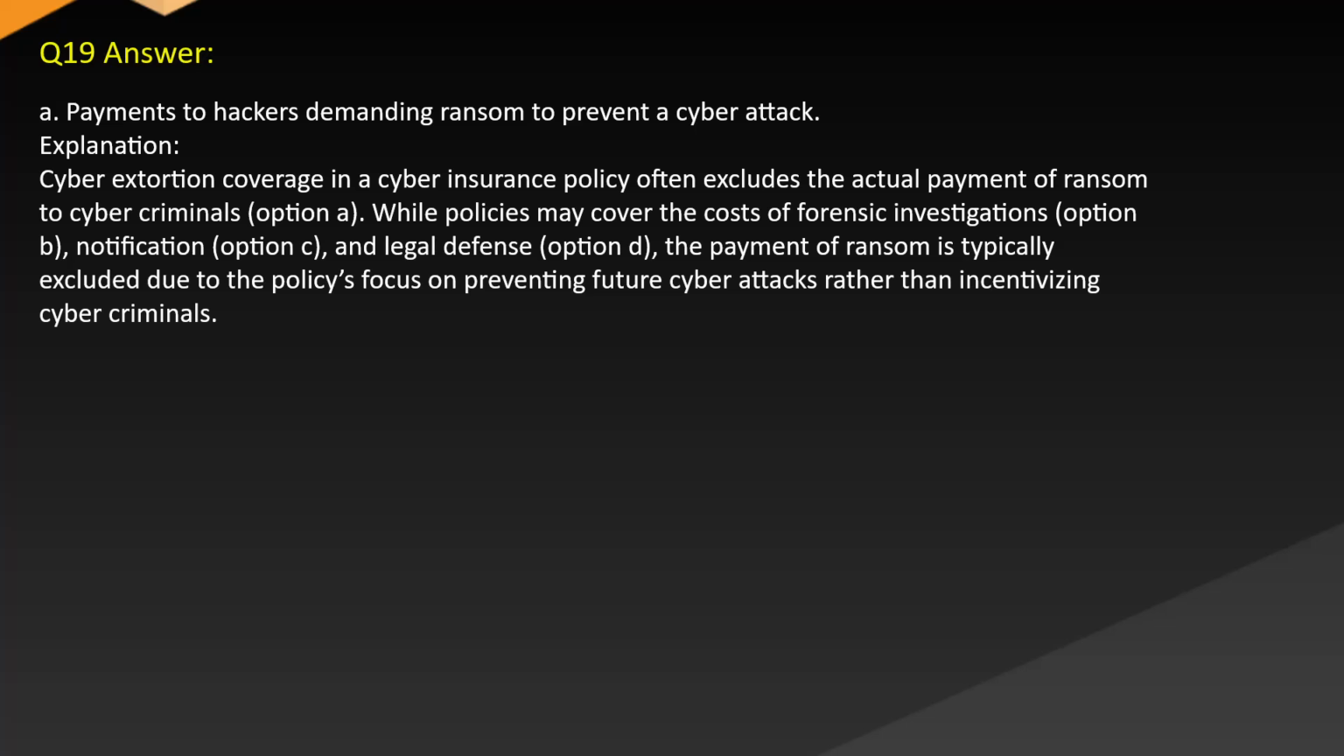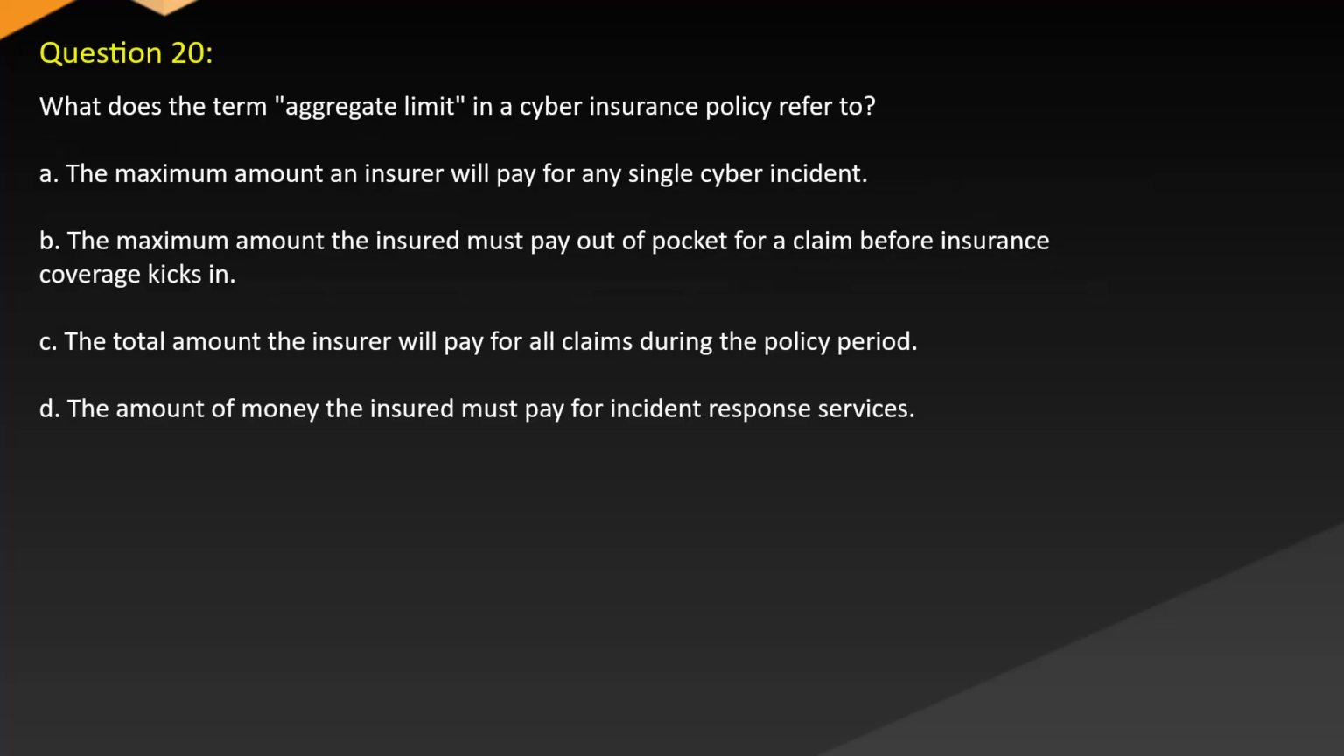Explanation. Cyber extortion coverage in a cyber insurance policy often excludes the actual payment of ransom to cyber criminals. While policies may cover the costs of forensic investigations, option B, notification, option C, and legal defense, option D, the payment of ransom is typically excluded due to the policy's focus on preventing future cyber attacks rather than incentivizing cyber criminals. Question 20.